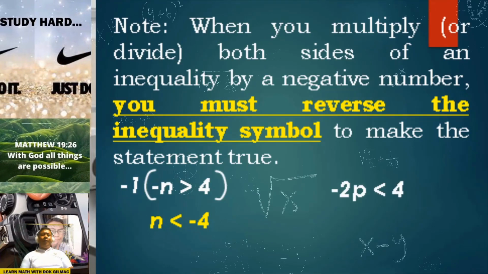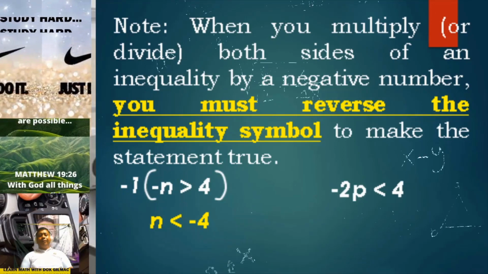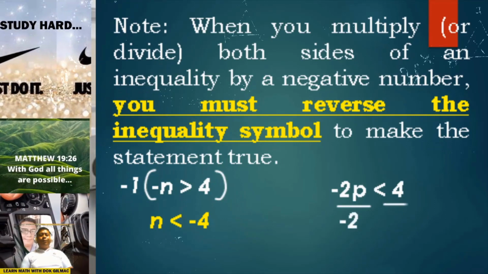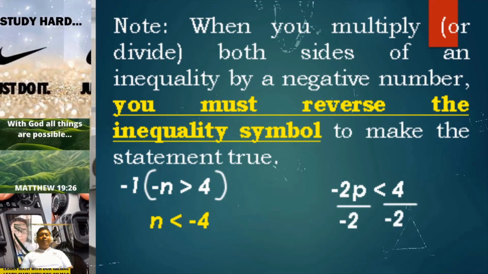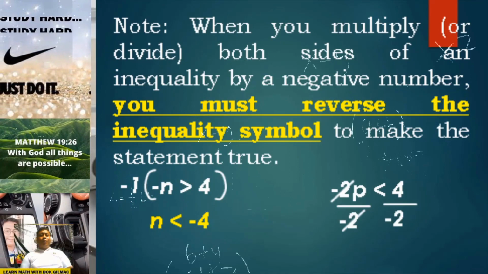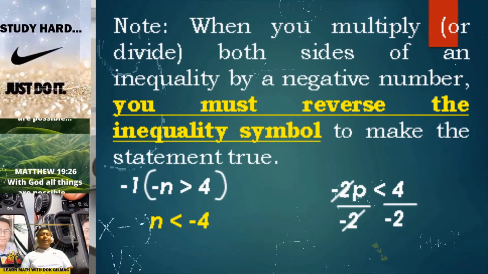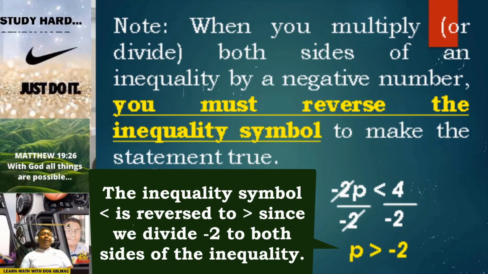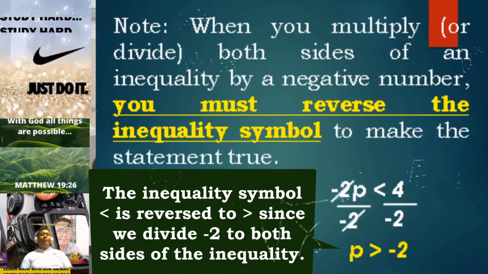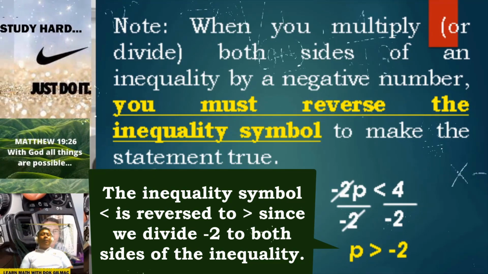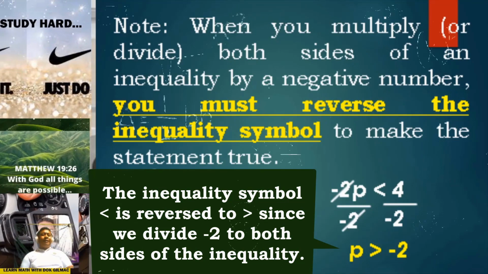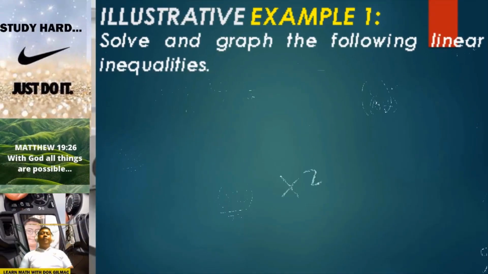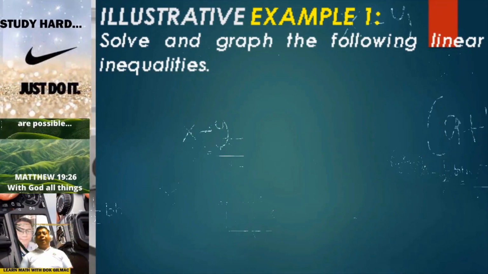Consider negative 2p is less than 4. If we are to divide both sides by negative 2, we can simply cancel negative 2. So we have p is greater than negative 2. Again, since we are dividing a negative number to both sides of the inequality, the less than symbol will become greater than.